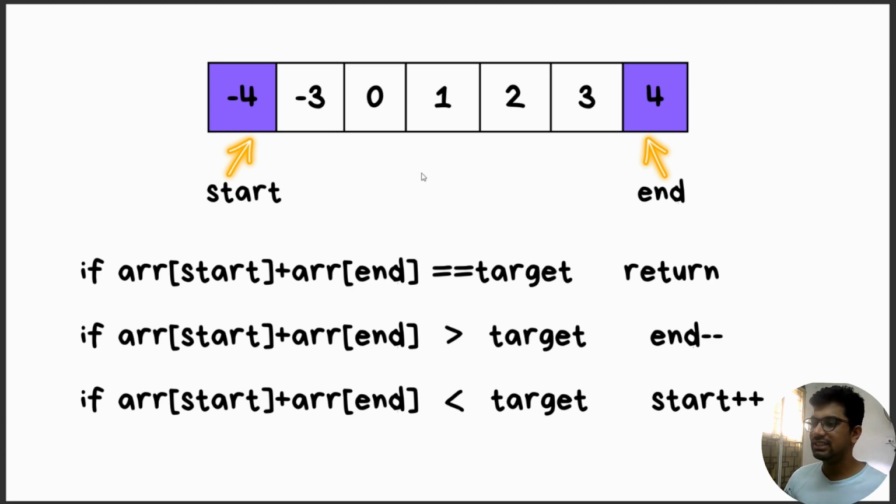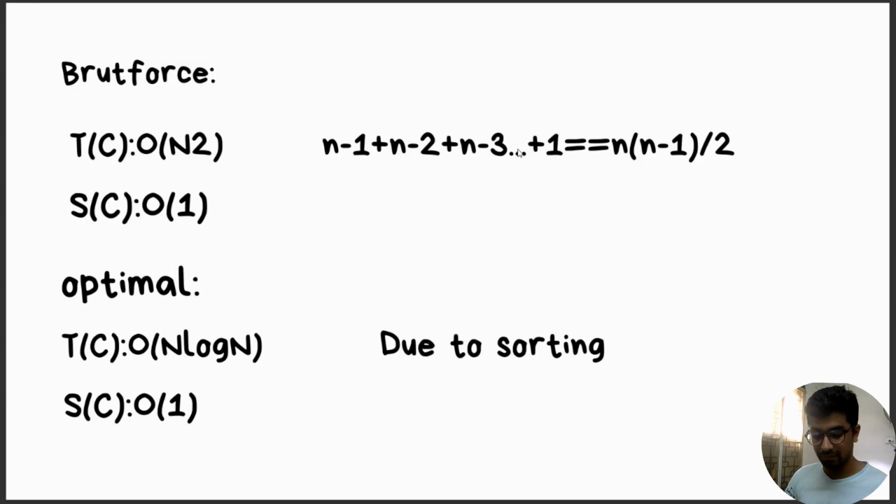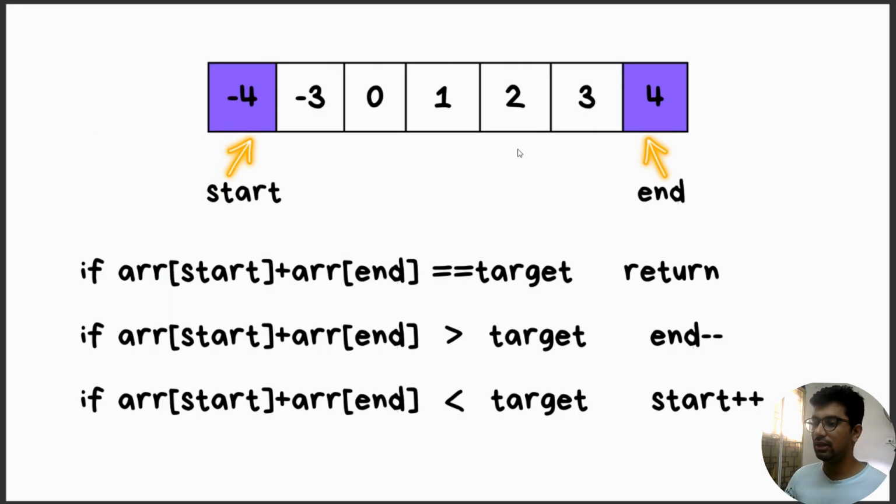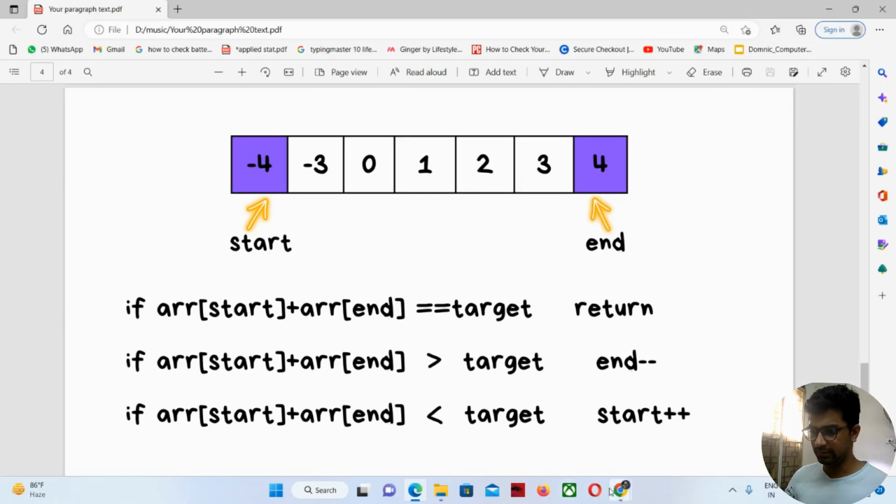And whenever start crosses the end, it means that we have crossed all the elements of the array. Whenever start becomes greater than the end, we have traversed all the elements of the array, then our work will be finished. Okay. So we have discussed the time complexity, logic, and now we are moving towards the code part.